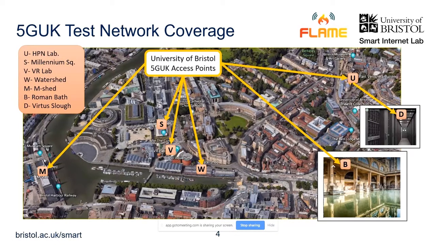Also, there are other facilities which are not used in Flame, but it's good for you to know. There are access points in Bath, which is a city about an hour from here, and also in Watershed, which is sometimes used for other projects. You can also see the D label. This is Slough, another city about 2 hours from here, and it's one of the products made by the university, called the 5G exchange, and that's another story which we will do later.